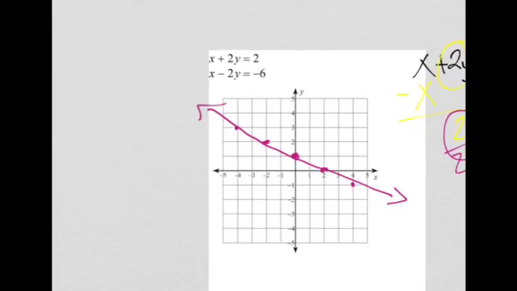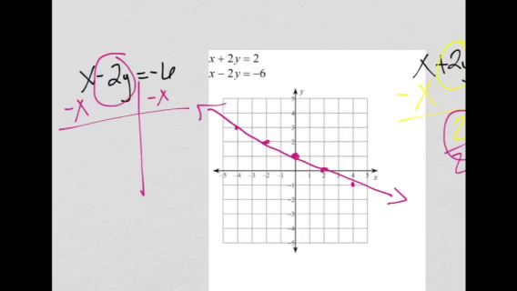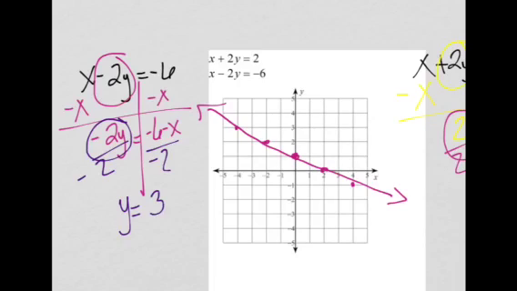Top line done. Let's look at the bottom line. I have x minus 2y equals negative 6. Circle, draw your line. How do I get rid of the x? I subtract it. Negative 2y equals negative 6 minus x. Circle, how do I get rid of the negative 2? I divide by negative 2. So y equals 3, because negative 6 divided by negative 2 is a positive 3. Negative x divided by negative 2 is a positive 1 over 2x.